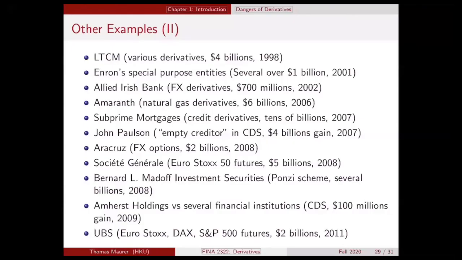And then finally, we have two examples, Societe Generale and UBS. These were also traders similar to Nick Leeson, who speculated in the Euro Stoxx 50 futures, and also in the DAX and the S&P 500 futures, and lost a bunch of money. The interesting thing is that even as recently as 2008 and 2011, traders were still able to take way too big positions in trades which they were not supposed to, and not report them properly to the back office. And that's even possible in an age where we have electronic trading.